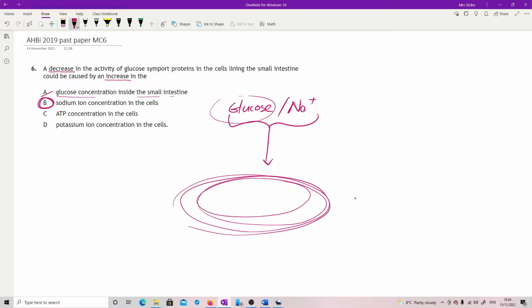ATP concentration, this is not active transport, so that's not involved in that. Potassium ion concentration in the cells is not to do with the sodium one either, so it is the sodium ion concentration. And that's it.